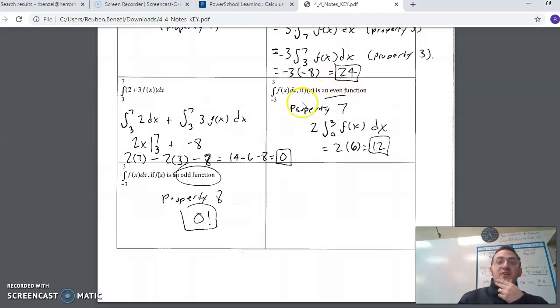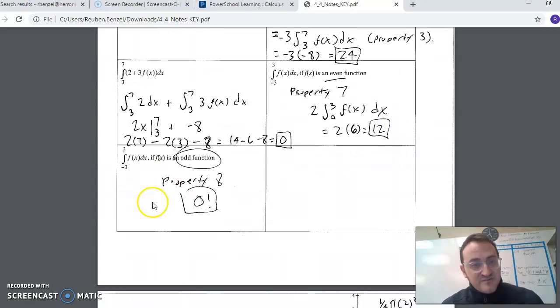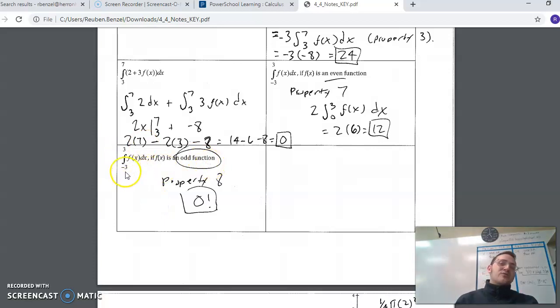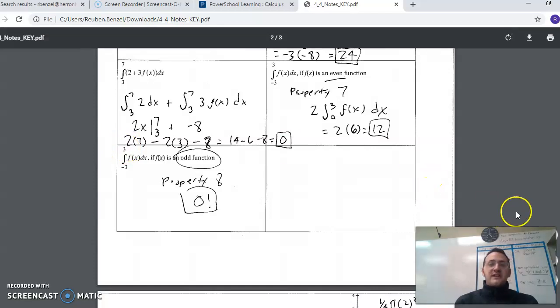If I'm having an even function from negative 3 to 3, this is the same as saying twice the integral of 0 to 3 of f of x dx. That's 2 times 6 to give me a total of 12. And last but not least, integral of an odd function. Well, if it's an odd function and there are symmetrical limits of integration, from negative 3 to 3, then of course that is equal to 0.